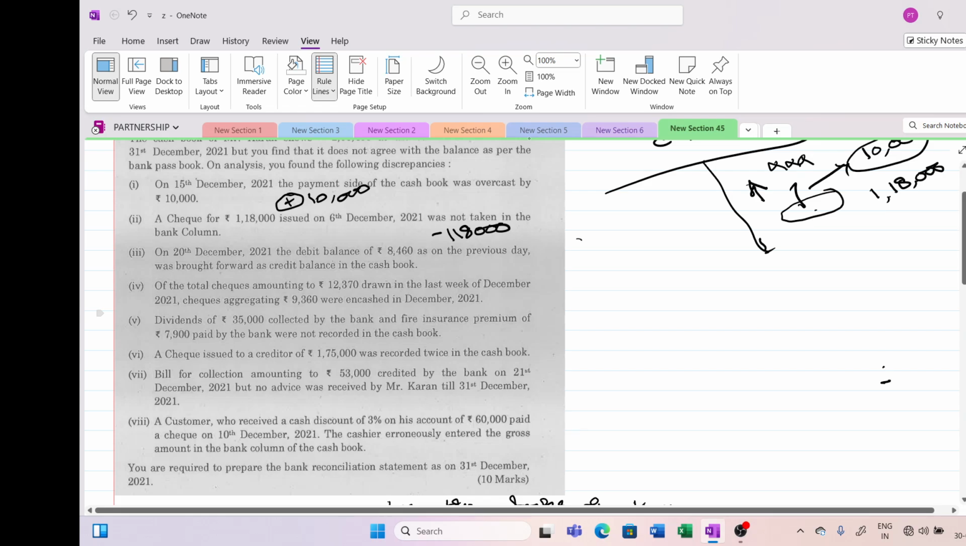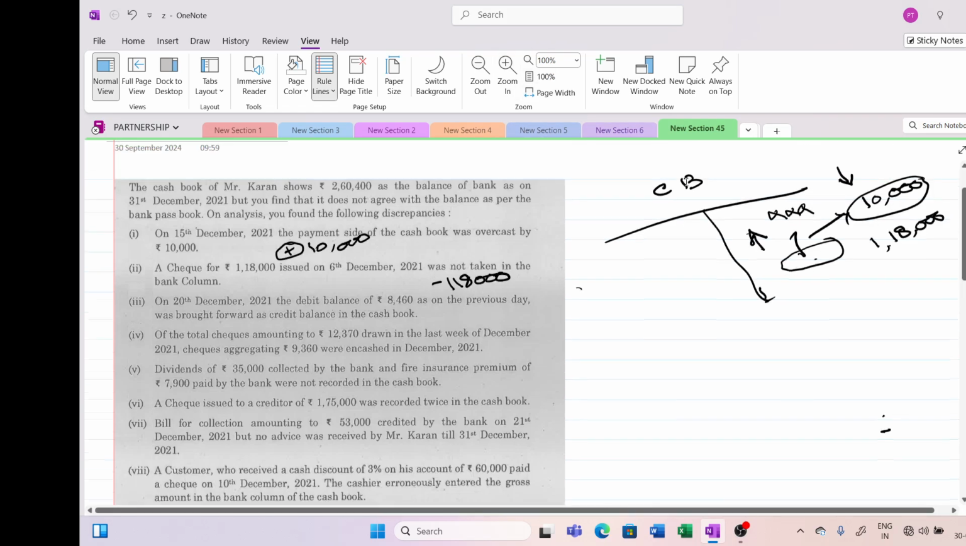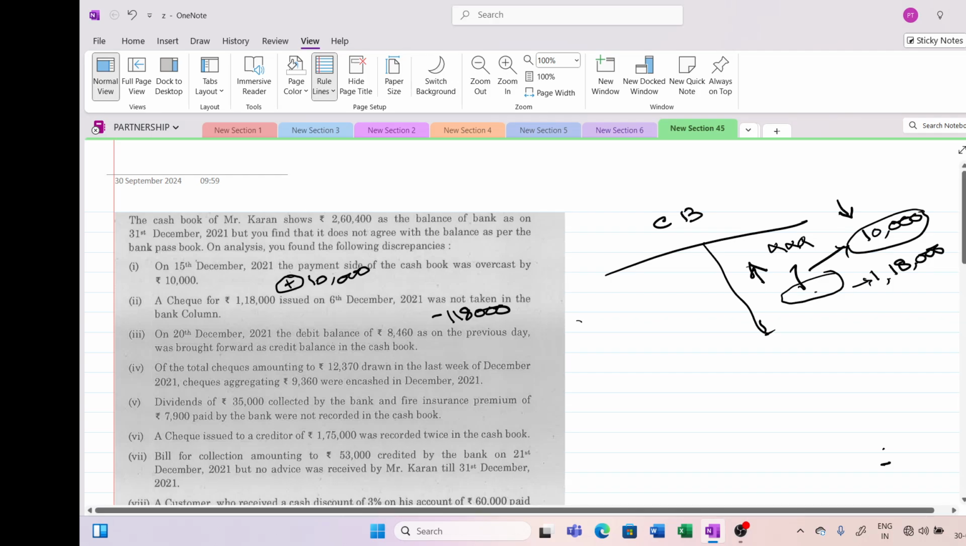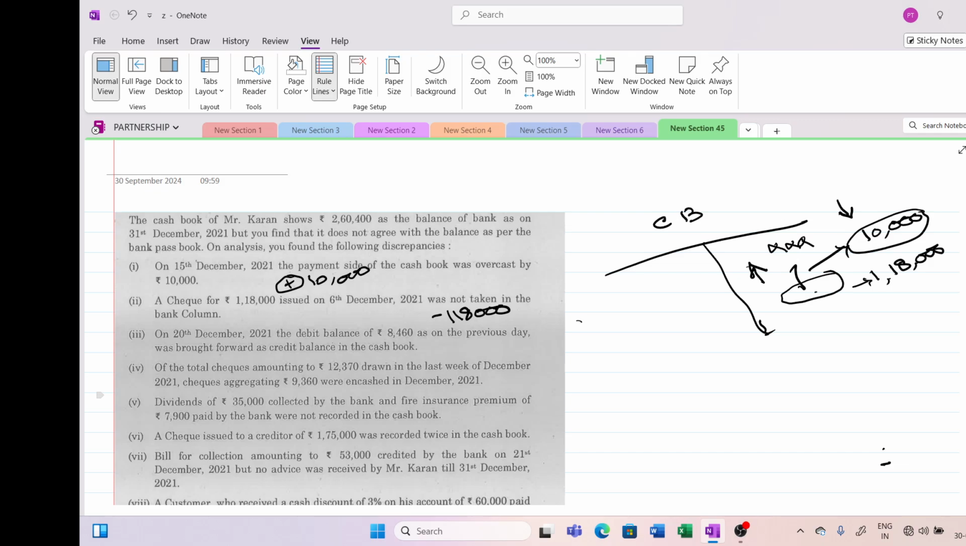Lakh 18,000. Check issued but not taken in the bank column. If you are writing anything, that will decrease your balance. If you are not writing, it will increase. You have forgotten to write this amount, so you have increased your balance, but in bank, the balance has not increased. So they have paid the check.